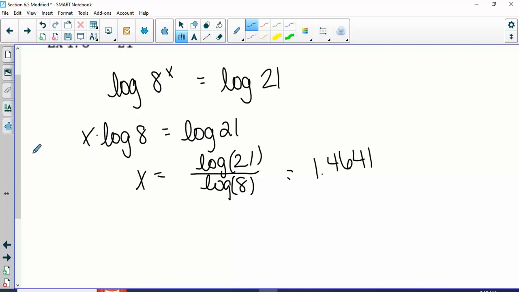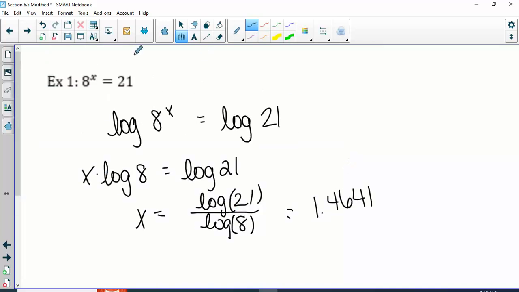Let's check it. If you go back to the very original, we had 8 to the x power equals 21. So if I do 8 to the 1.4641 power, does it equal 21 exactly? No, because we rounded, but we get 20.9997, so it's very close to 21. Did everybody get it?